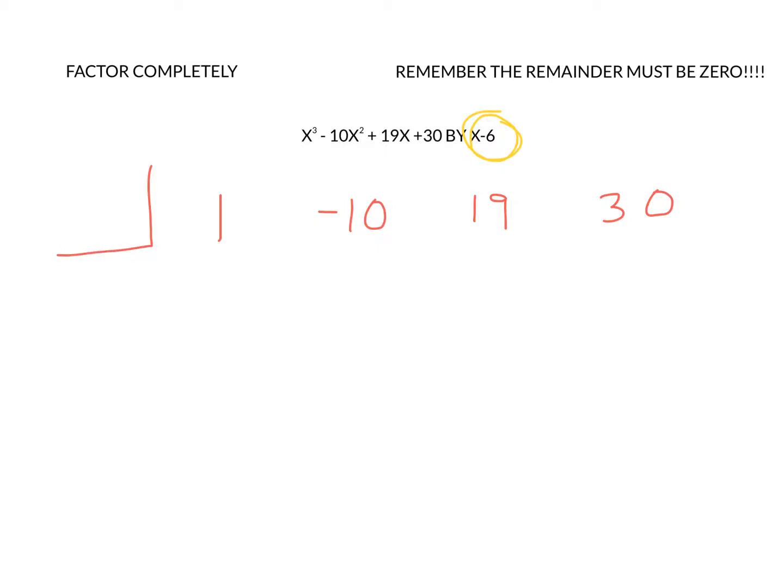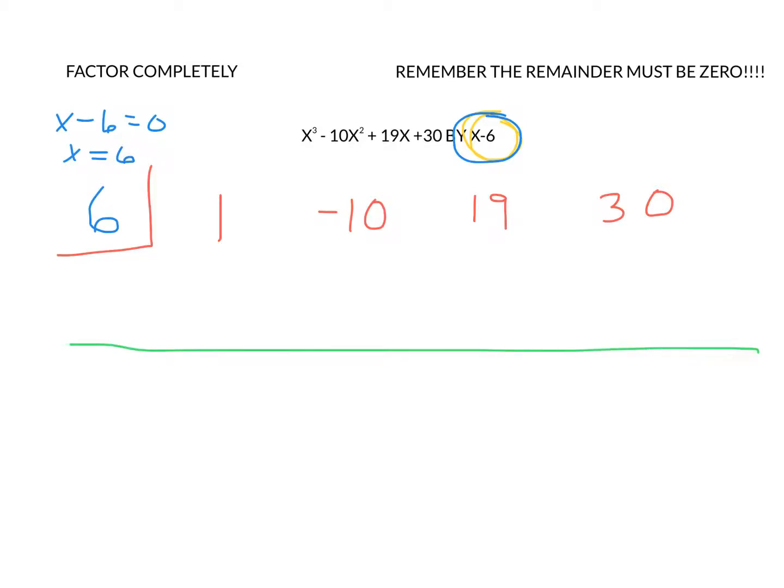Now again, they tell us that x minus 6 was our divisor. x minus 6 equals 0. Remember, we have to set it to 0 to determine what to put in the box. Therefore, x is equal to 6 if we solve that equation. So the 6 is what goes in the box. Okay, very important. Now, we do our dividing line here, our separation line here.